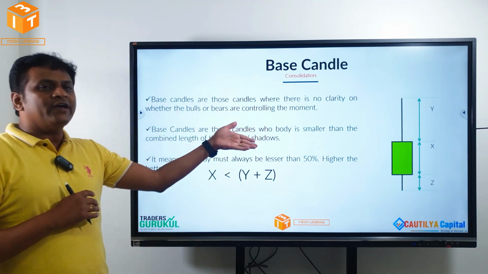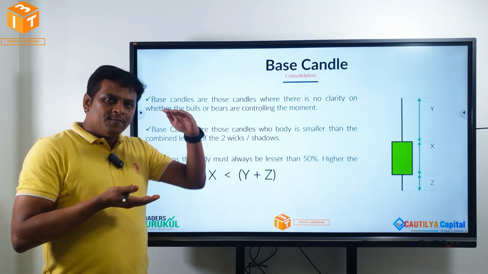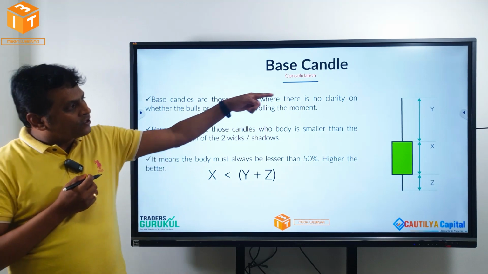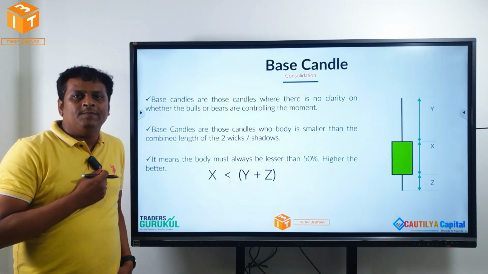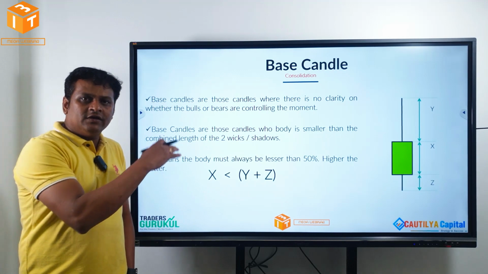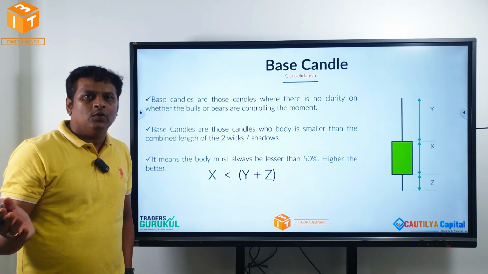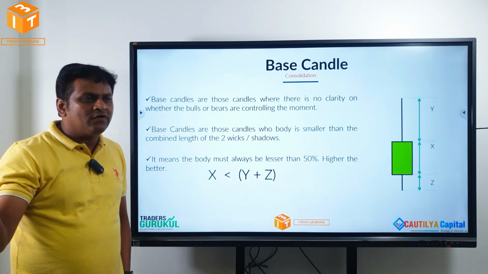How do you quantify a base? A base is a candle where the length of the body is less than 50% of the total range of the candle. Simple. If it's more than 50, it is momentum. If it's less than 50, it is a base. You can easily program this. I can give that program to every one of you.